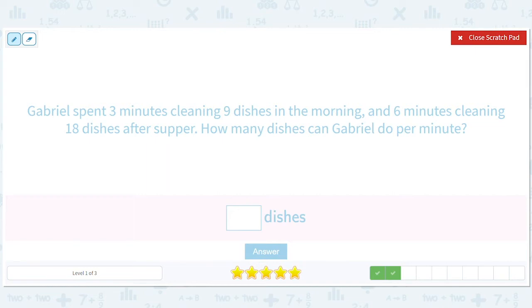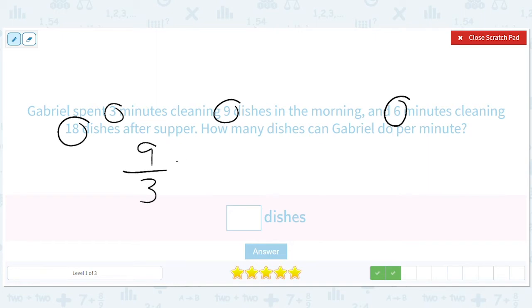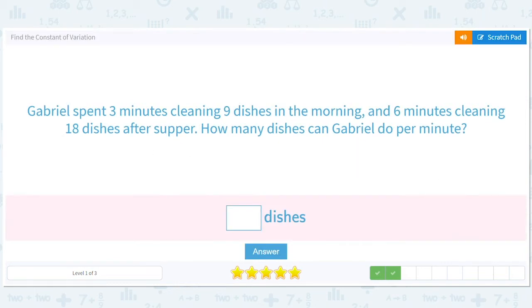Gabrielle spent 3 minutes cleaning 9 dishes in the morning. So 9 dishes in 3 minutes. And 6 minutes cleaning 18 dishes. So 18 dishes in 6 minutes. Okay, so we've got 9 divided by 3, which equals 3. And to check, we have 18 divided by 6, which is 3. So 3 dishes per minute. That seems right. I can do 3 dishes per minute.